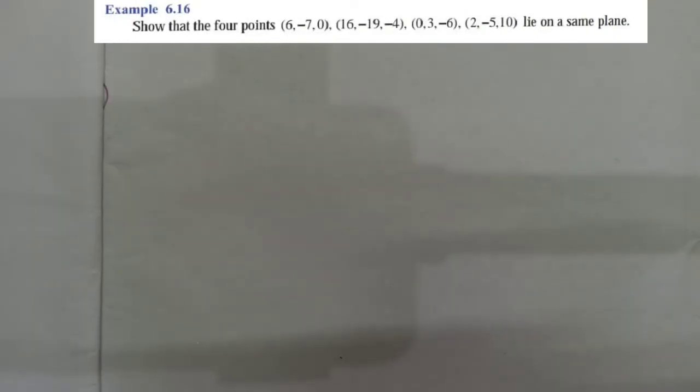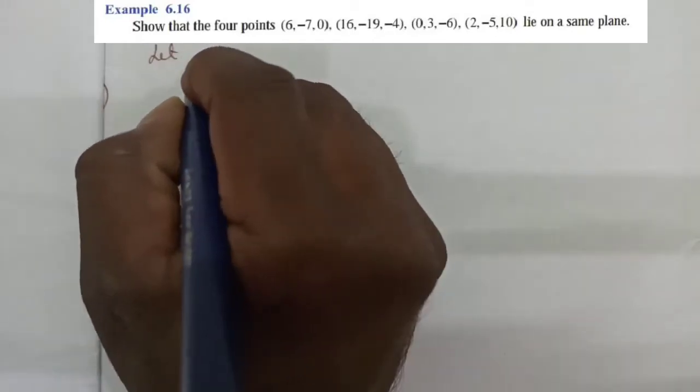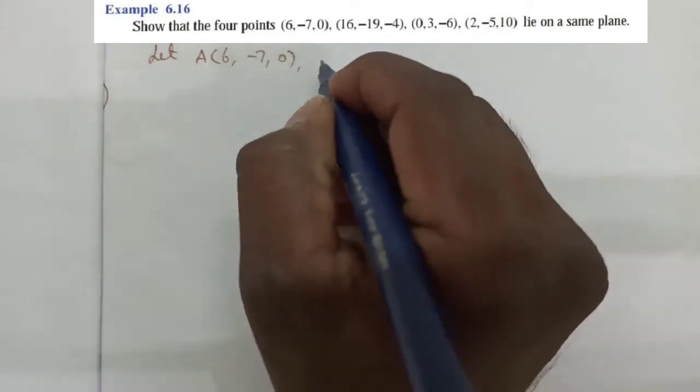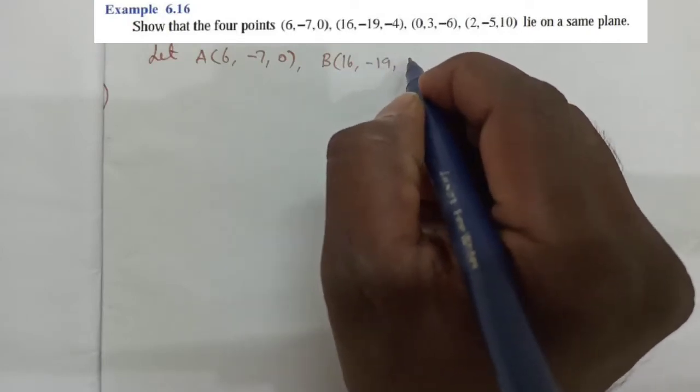Next, example 6.16: show that the 4 given points lie on the same plane. Same plane means we have to show they are coplanar. Same plane, that means it's nothing but the same surface, that is same plane, that means coplanar. Okay, so let me take the points. Let A be the given point 6 comma minus 7 comma 0, and B point 16 comma minus 19 comma minus 4.